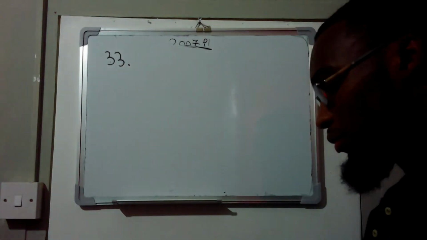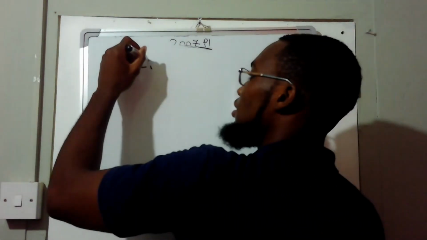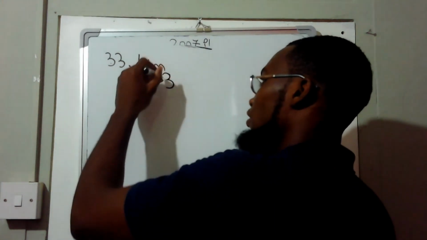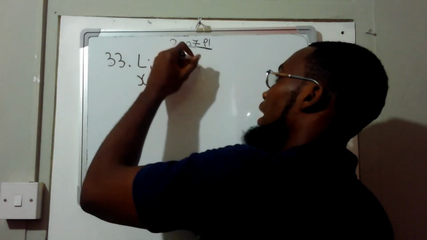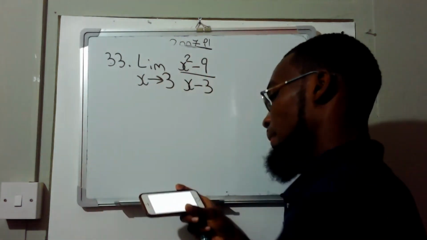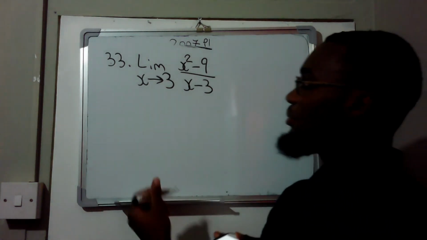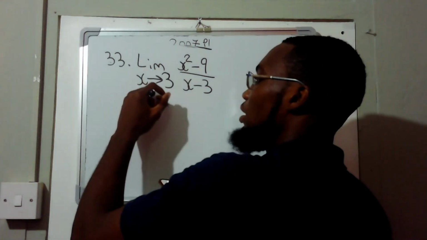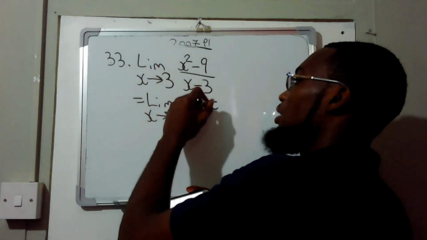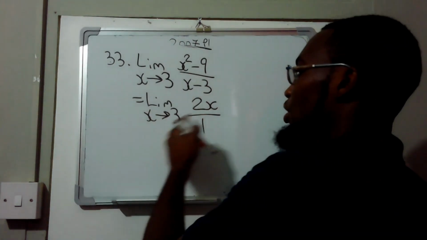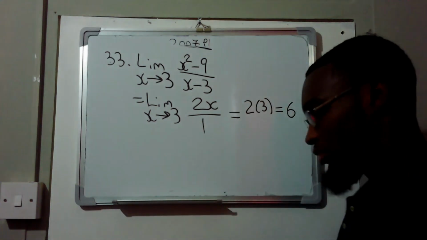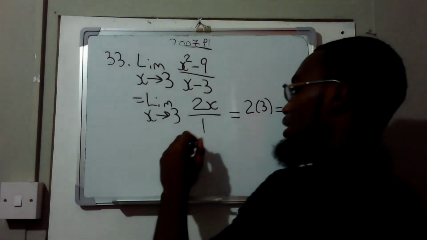Question 33 wants us to evaluate the limit as x approaches 3 of x squared minus 9 over x minus 3. To evaluate this limit, you can use L'Hopital's rule and differentiate the numerator to get 2x over 1. Then plug in x as 3, you get 2 times 3, which is 6. That's option C.